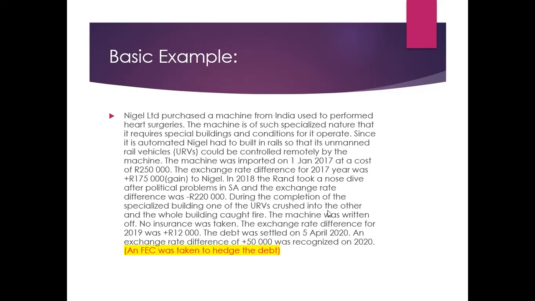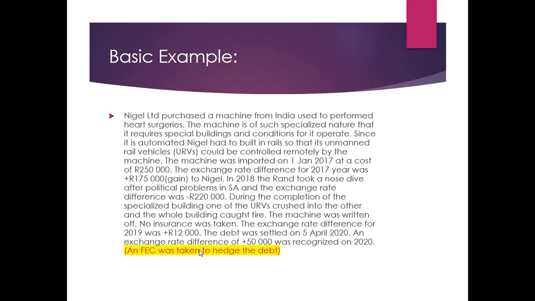An exchange rate difference of 50,000 was recognized in the 2020 year of assessment, and the FEC was taken to use that date. So you should note that if there was no forward contract, or there was no hedging, subsection 7 wouldn't have applied there. You just calculate the normal as in subsection 3 and include those amounts without any problems.